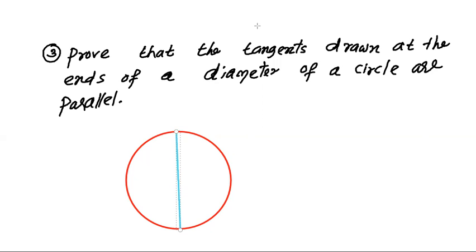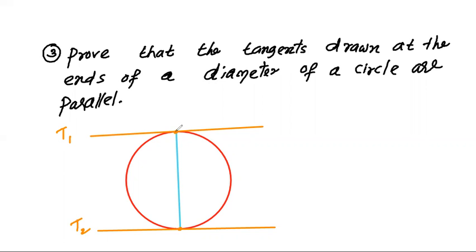According to the question, through the endpoints of the diameter, this is the first endpoint of the diameter and this is the second endpoint of the diameter. Through the endpoints of the diameter, we are constructing tangents. That is given in the question. The question says that we need to prove that those two tangents are parallel. Let me write this one as tangent 1, T1, and this one as tangent 2, T2. We need to prove that T1 is parallel to T2, where T1 is the tangent passing through one of the endpoints of the diameter and T2 is another tangent passing through the other endpoint of the diameter.